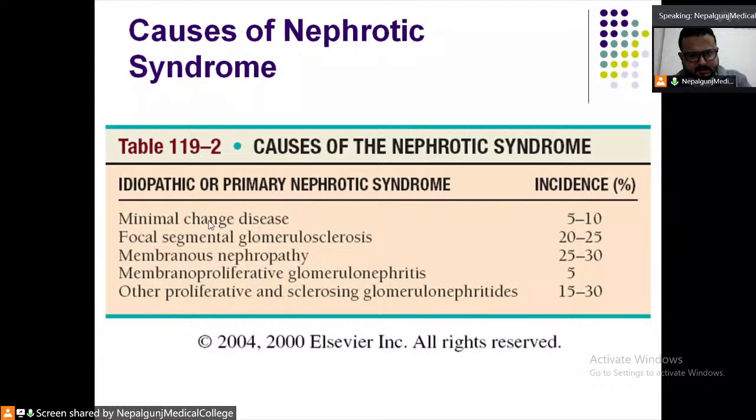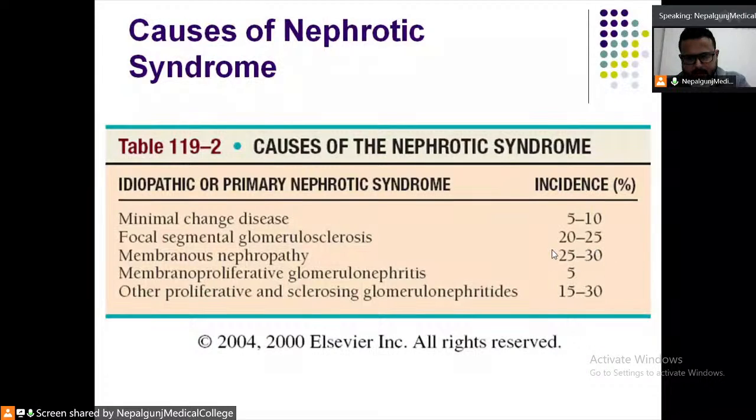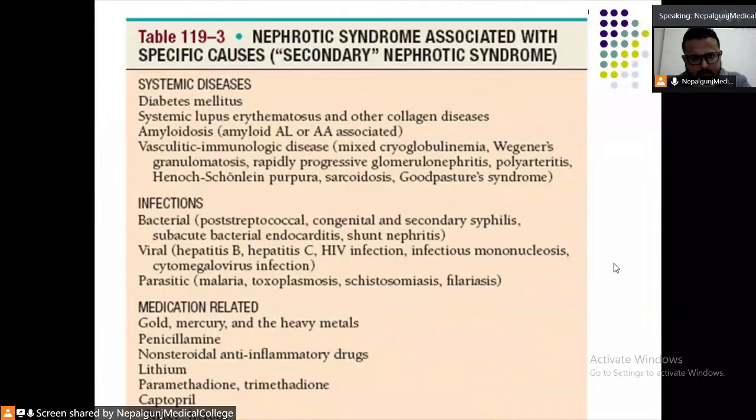So this MCD, that is minimal change disease, is most commonly seen in children. And this membranous nephropathy is more commonly seen in adults. So this is the most common cause of nephrotic syndrome in an adult.